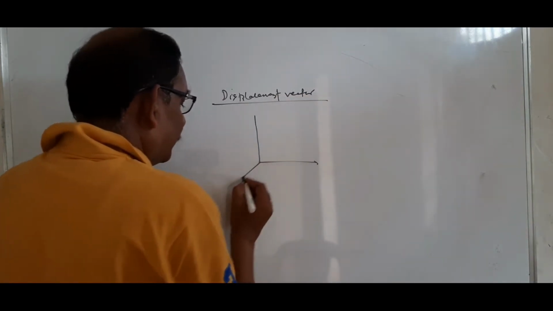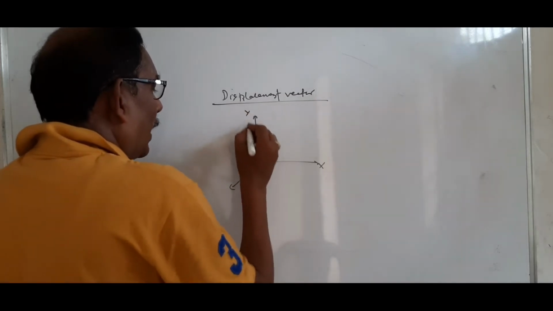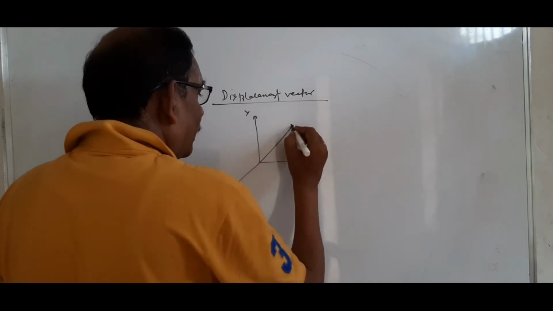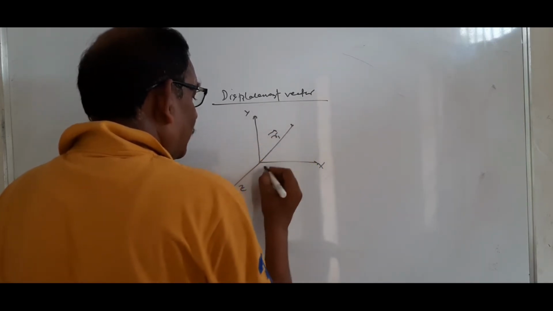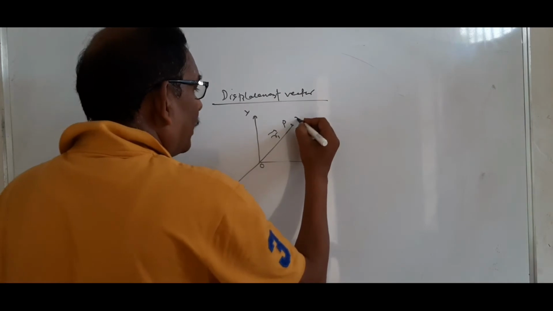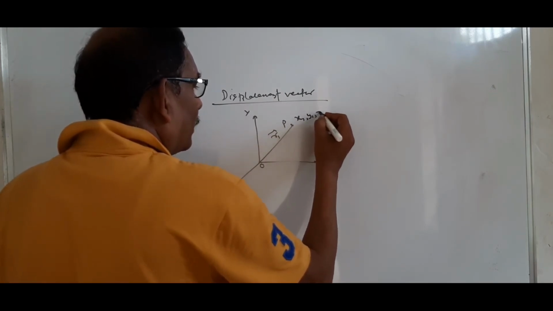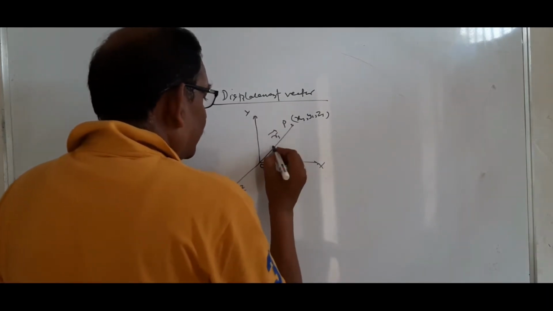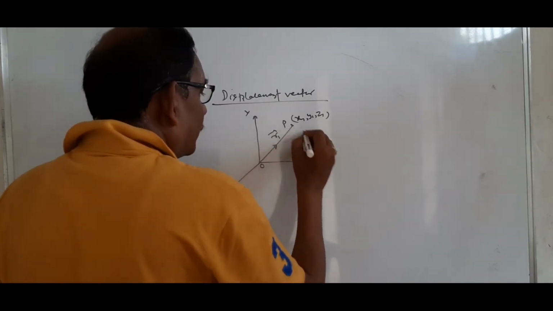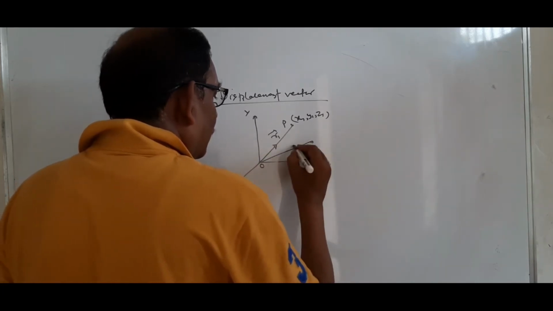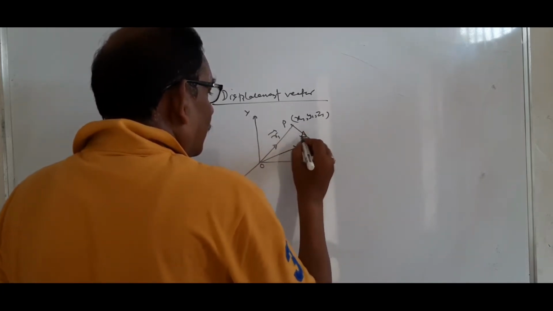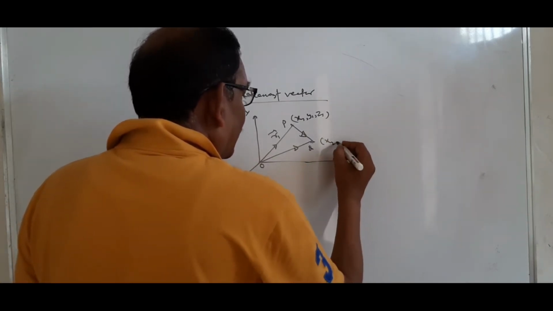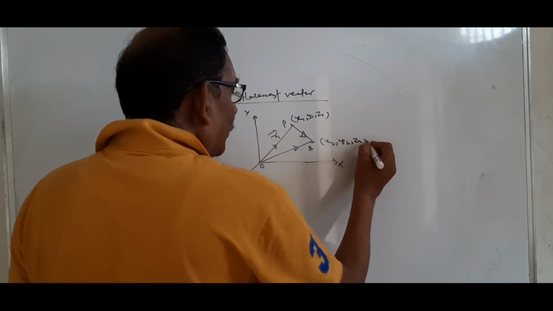Draw a diagram: x-axis, y-axis, and z-axis. The particle is initially here, at a distance r1 from the origin, at point P. It is x1, y1, z1, the coordinates of the particle at point P. After some time, suppose the particle is at point Q, having coordinates x2, y2 and z2.